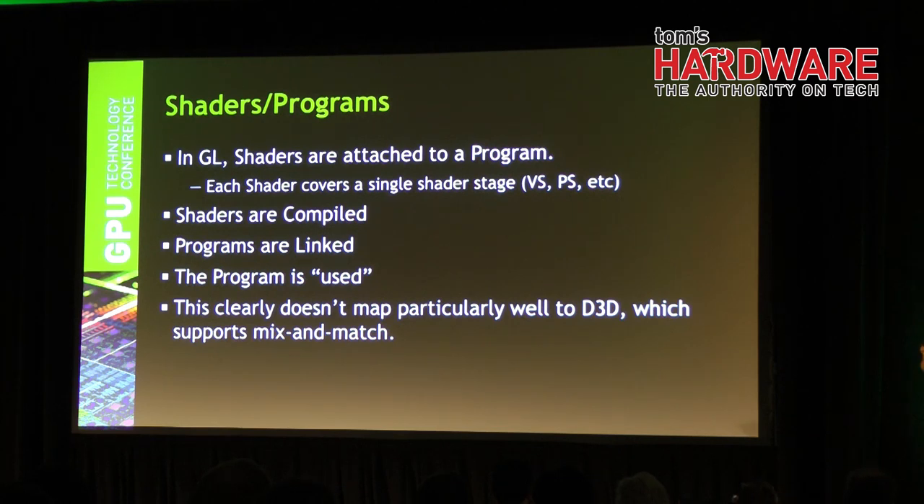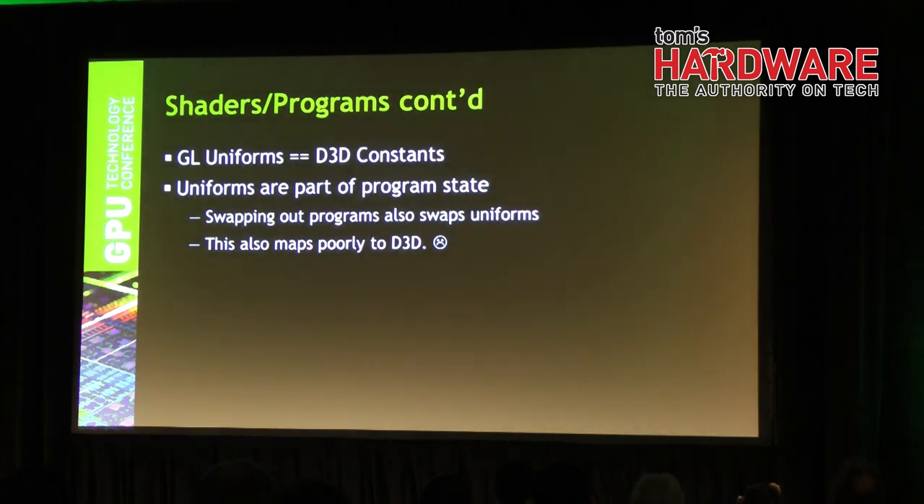So another difference between GL and D3D: in D3D you're used to shaders, and you have a vertex shader and a fragment shader, whatever. GL has shaders, but in order to be used, they have to be attached to a program. And programs are linked. So shaders are compiled, then programs are linked, and then you use the program. And this doesn't really map particularly well to D3D, which supports mix-and-match.